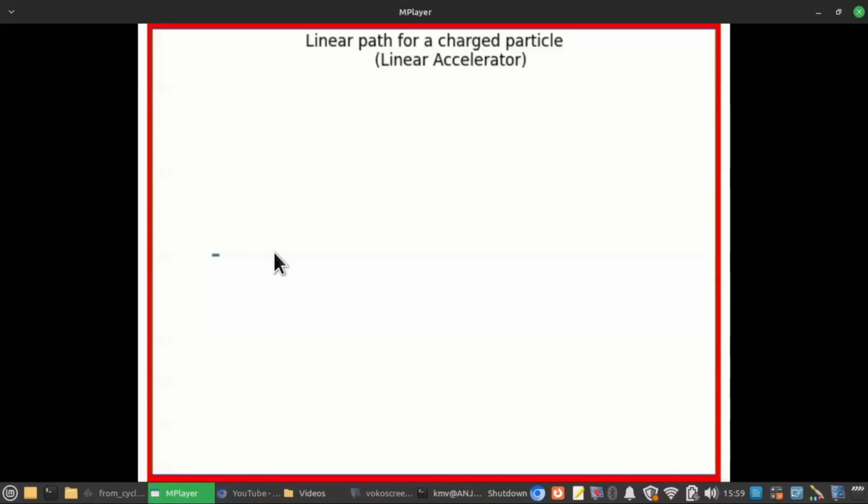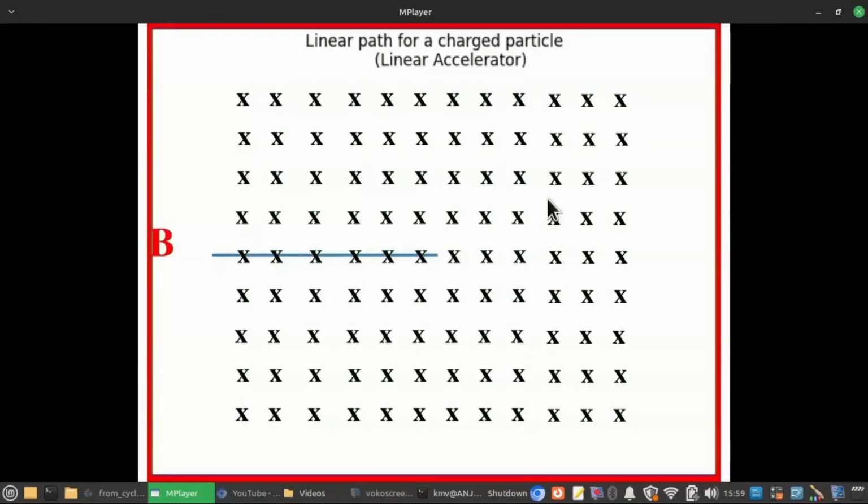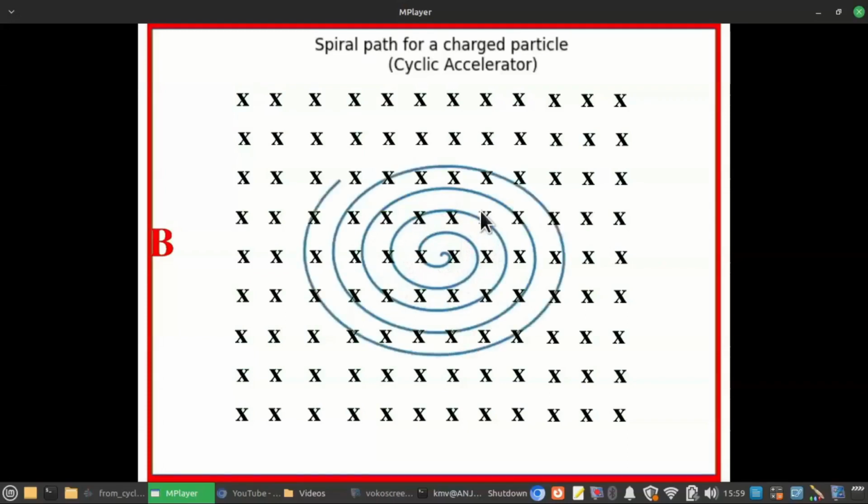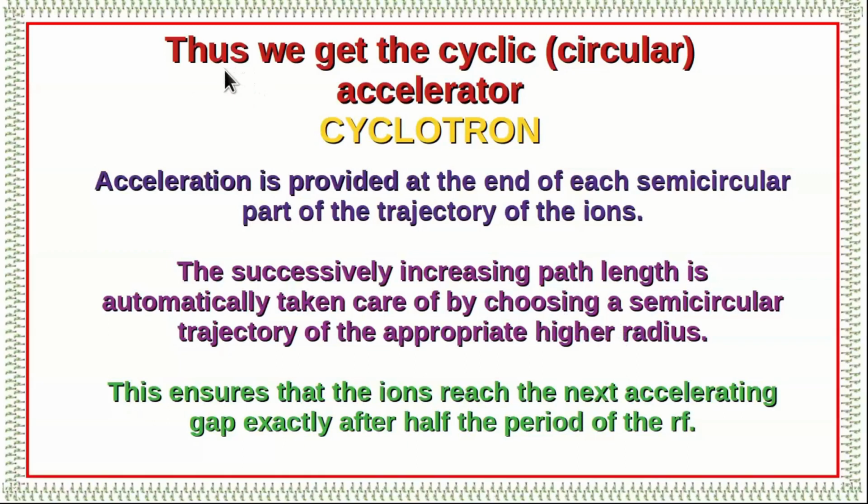Now, this is the straight line trajectory of a particle moving in the linear accelerator. And now we apply the magnetic field, whose field lines run perpendicular to the plane of the trajectory. So we can see that the trajectory gets bent into circular trajectories of increasing path length. And thereby we get what is known as the cyclic or circular accelerator. The foremost example being the accelerator which is known as the cyclotron.